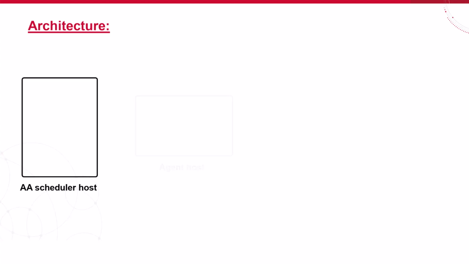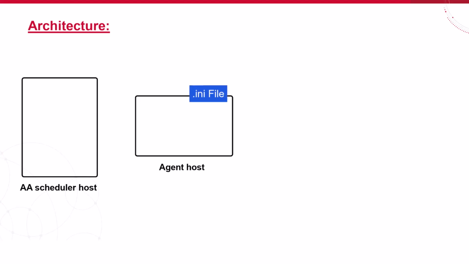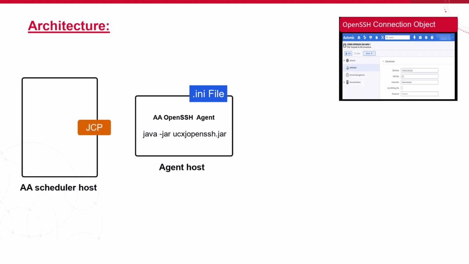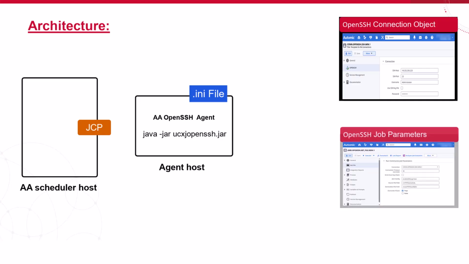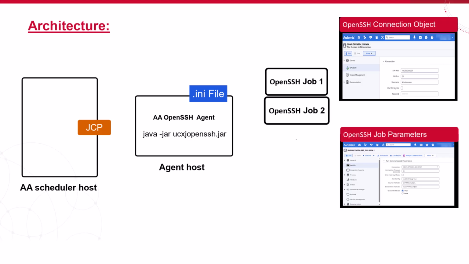A conventional architecture involves two systems, the Automic Automation host and a dedicated system for the agent. The agent is configured with a simple INI file containing standard values: system, agent name, connection, and TLS. When we start the agent, it connects to the engine and it adds two new objects to the repository: a connection object to store the OpenSSH endpoint and login data for Windows or Linux, and a job template designed to trigger OpenSSH jobs. Let's assume we're automating for 4 instances of OpenSSH.